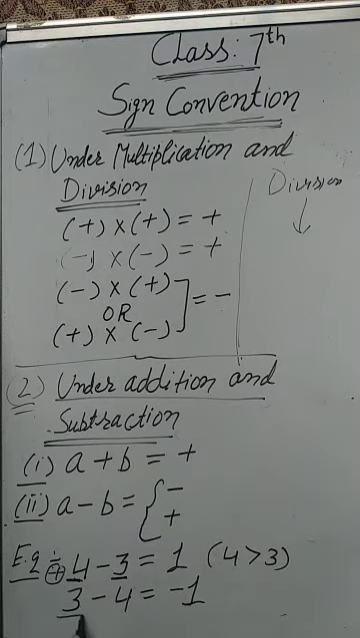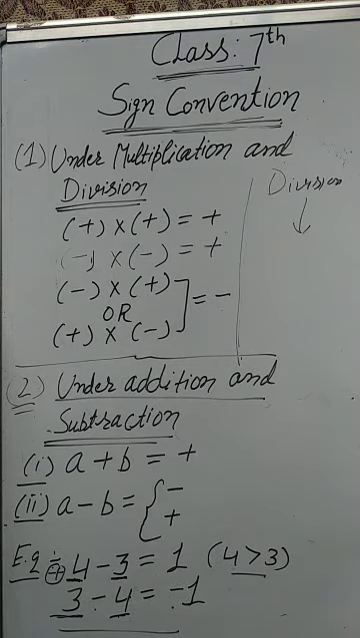Now here A is 3, B is 4. Clearly 4 is greater than 3. Okay beta. But here the sign of 4 is minus. So you will write here minus. Understood, beta? Which number is greatest? You have to write the sign of those number. Understood, beta? Very important sign convention.